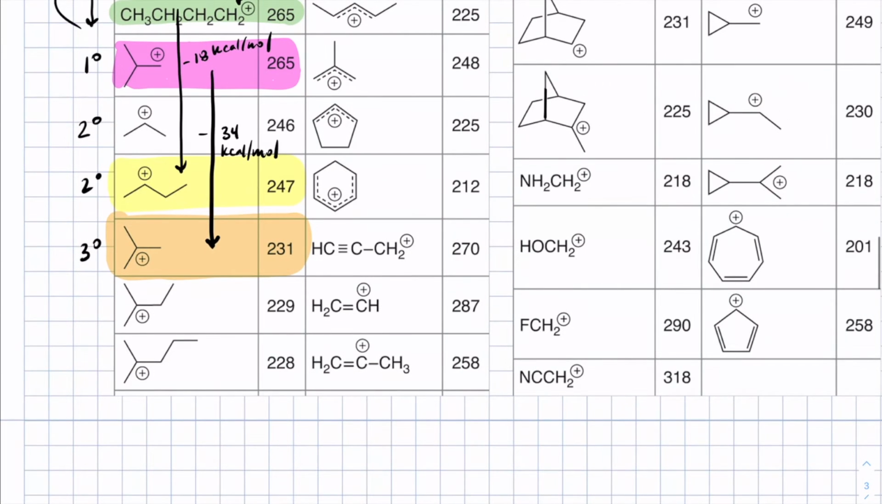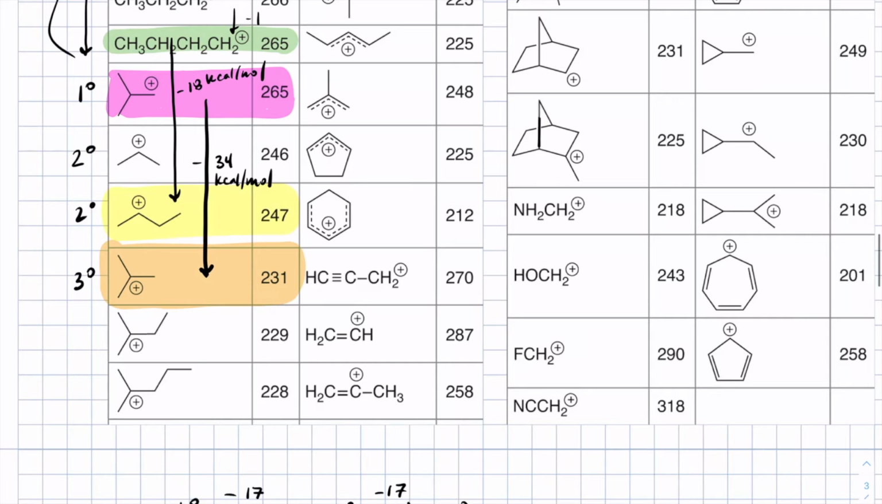So in general, it's thought that if you go from primary to secondary, that's downhill by around 17, and going from secondary to tertiary, that's downhill by about 17. I'll point out that these are gas phase numbers, and they are exacerbated by being in the vacuum. In solvent, these effects are attenuated, and these energy differences are smaller.